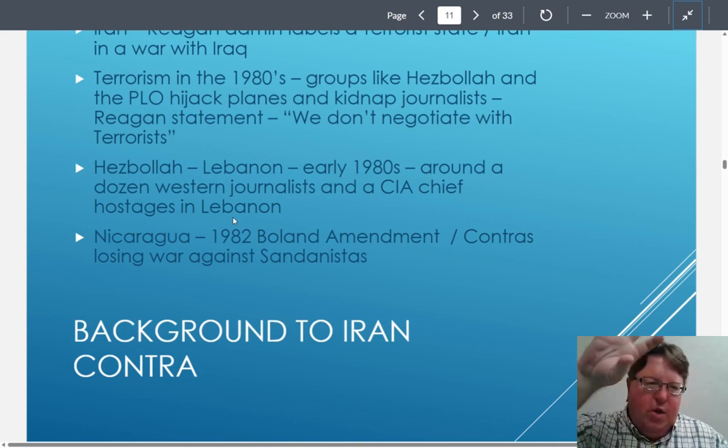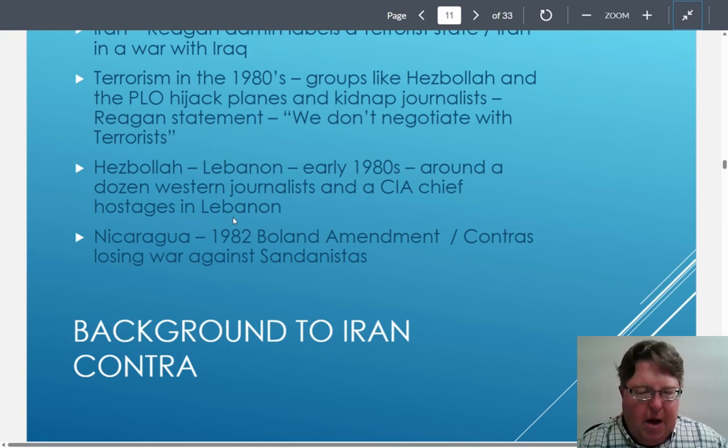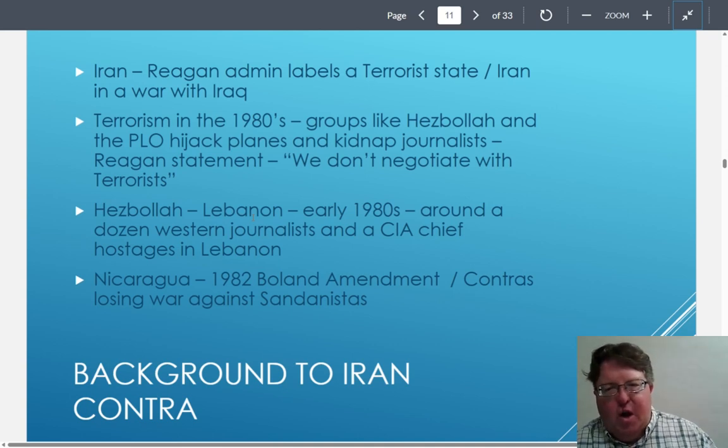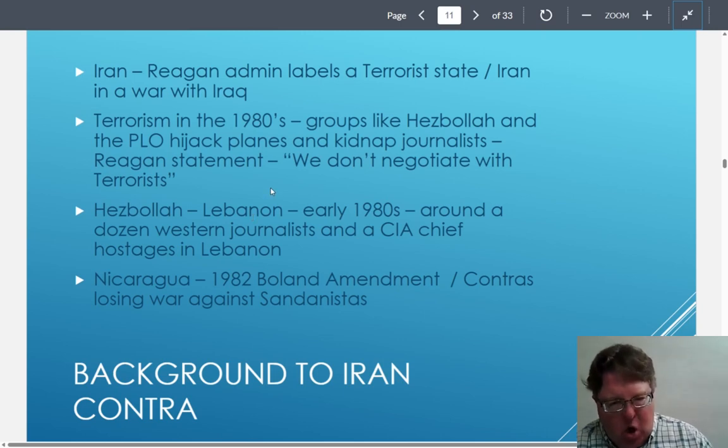Okay. So when you discuss Iran-Contra, the first paragraph, you want to discuss the background to it. What do I need to know? What's the background? You need to know Iran and Iraq were at war in the 80s. That Iran had been labeled a terrorist state by the Carter and Reagan administration. Right? You need to know Hezbollah is a terrorist group in Lebanon. Hezbollah means Army of God in Arabic. They are funded and supported by Iran.